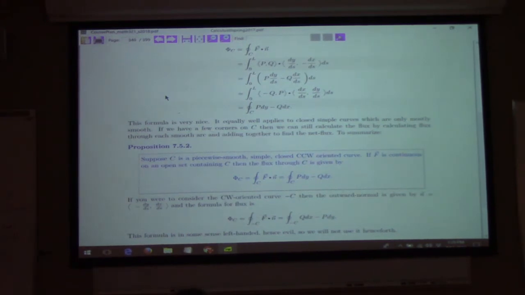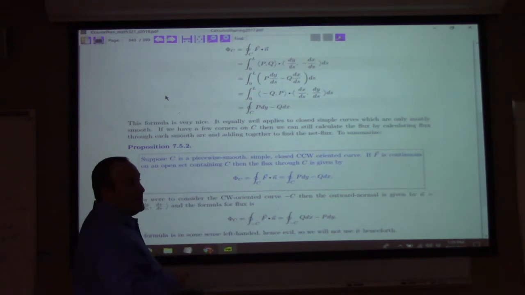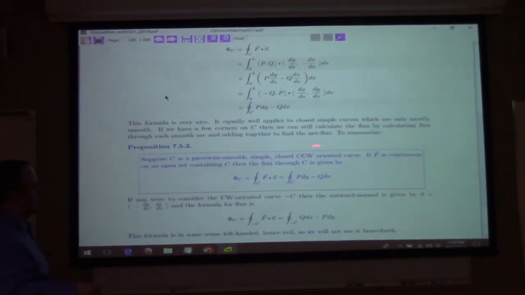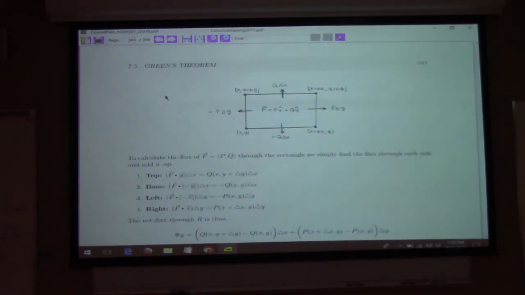Okay, so anyway, we just went through this. This is the formula for the flux. So essentially, this is what I've just derived heuristically, that we can calculate the flux by doing this corresponding line integral. Great. And that brings us to this kind of surprising discussion.